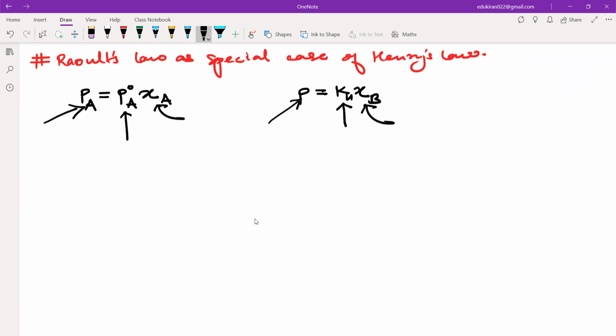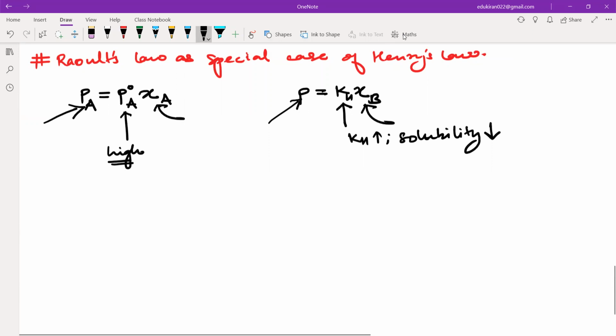Now, more importantly, if Kh is high, tell me, is solubility high or low? Solubility is low. Very good. Now listen here. If P naught A is high, that means the pure liquid is easily escaping out. Yes or no? The pure liquid is easily escaping out, making more and more vapors. If pressure is high, there will be more vapor.